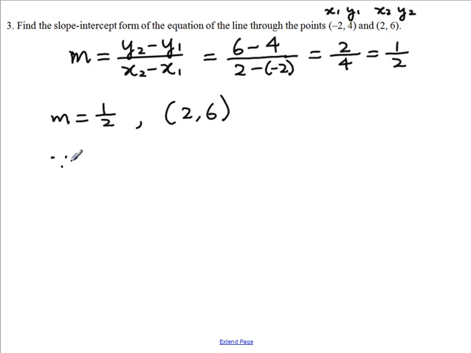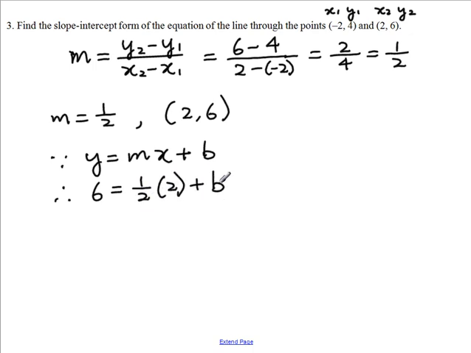And now, since y equals mx plus b, let's replace the x value, y value, and m value into this slope-intercept form. So we have 6 equals 1/2 times 2 plus b. So that means we have 6 equals 1 plus b. That means b is 5, subtracting 1 on both sides.